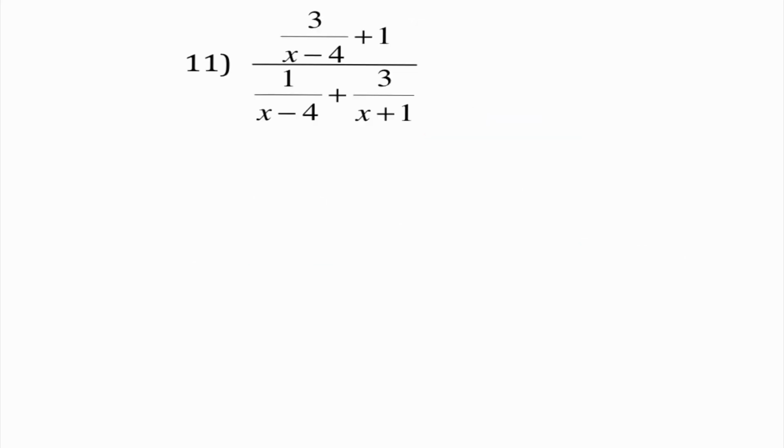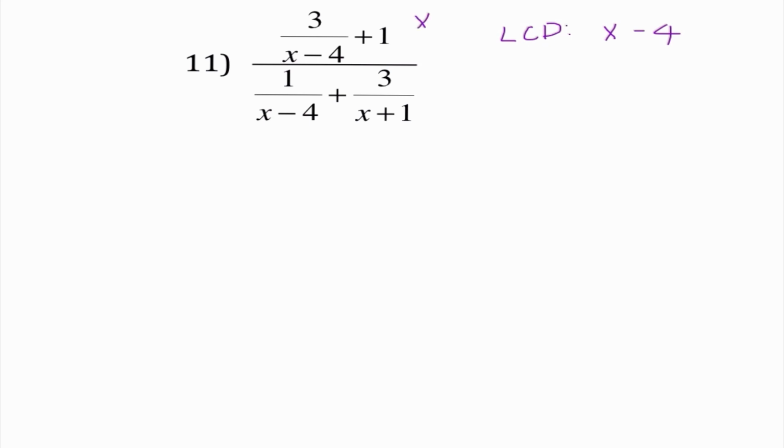Okay, so here we are with number 11. And I'm going to go ahead and model this both ways once again just so we can kind of see what to do. So the first method, once again, is to simplify the numerator and then simplify the denominator and then divide. So I'm noticing for my numerator, my LCD should be x minus 4.